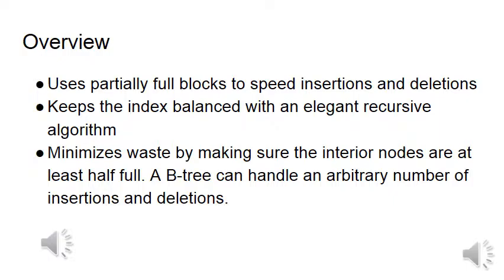B trees use partially full blocks to speed insertions and deletions. They also keep the index balanced with an elegant recursive algorithm and minimize waste by making sure the interior nodes are at least half full. A B tree can handle any arbitrary number of insertions and deletions.